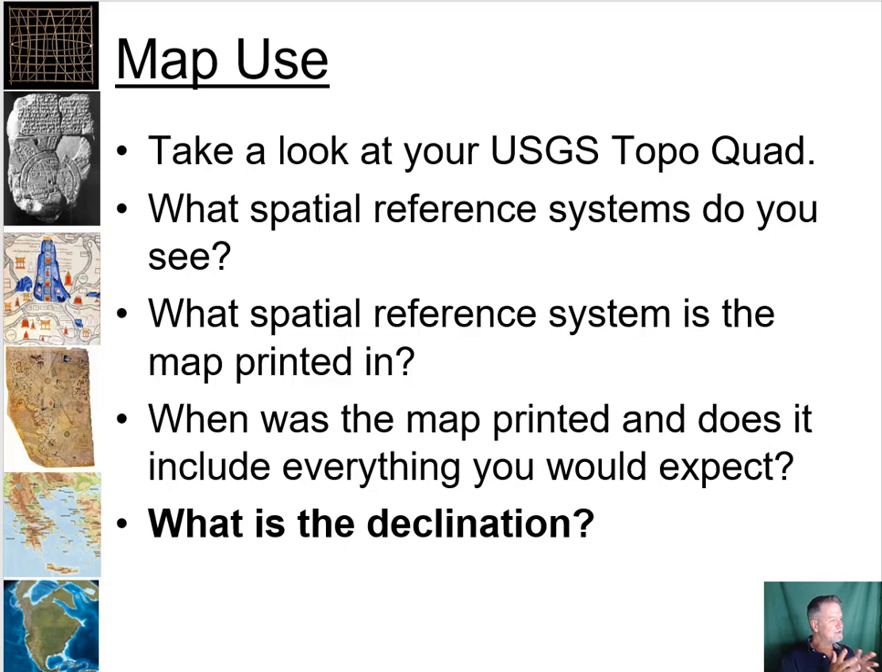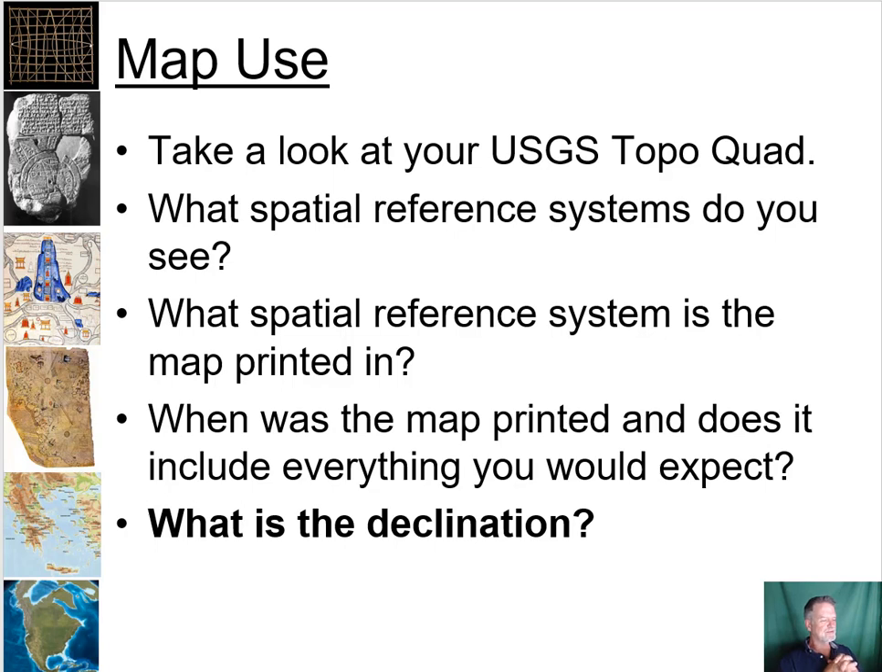So take a look at your USGS topo quad. What spatial reference do you see? What spatial reference is this map printed in? When was it printed, and does it include everything you expect? Also, what's the declination? We're going to be working with declination here in the near future. That's the angle of the magnetic north versus the geographic north, which all our maps are aligned to.